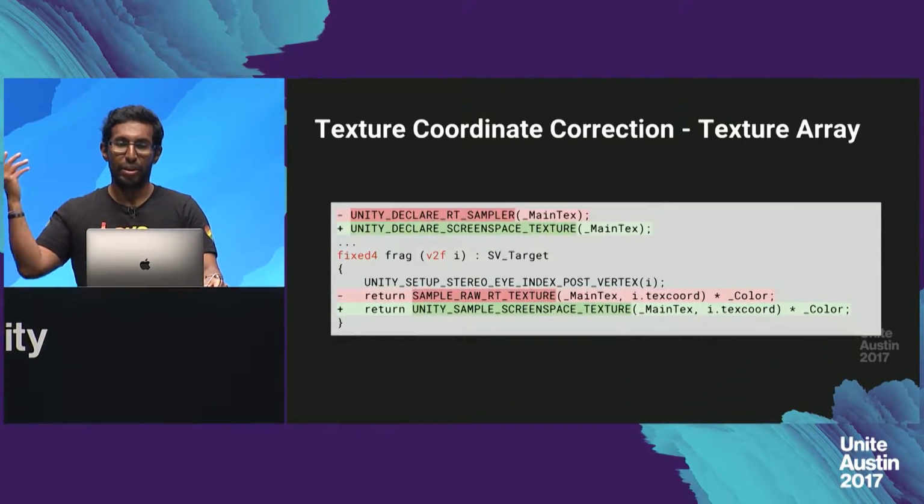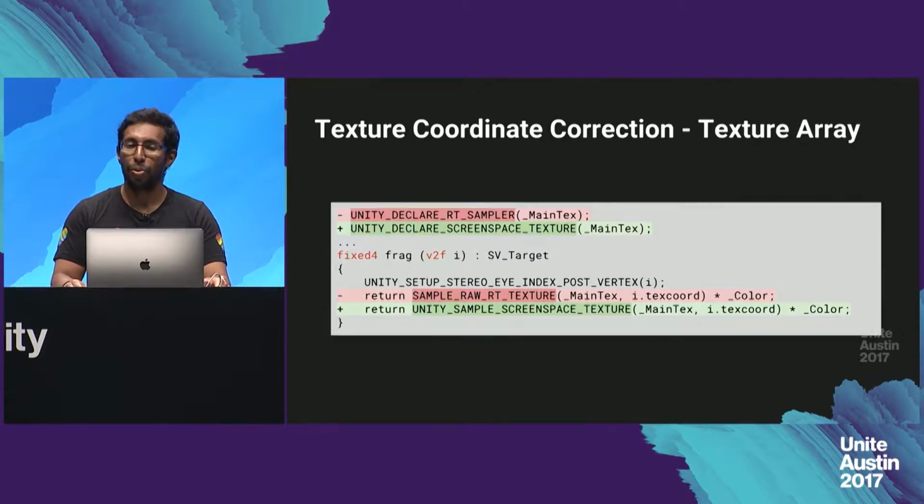And this is just a super basic example of how to use those macros. When you declare your textures, just make sure you use that declare screen space texture macro, and then when sampling, wrap it in Unity sample screen space texture, and it'll automatically inject that slice for you.